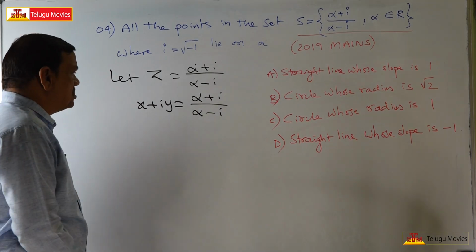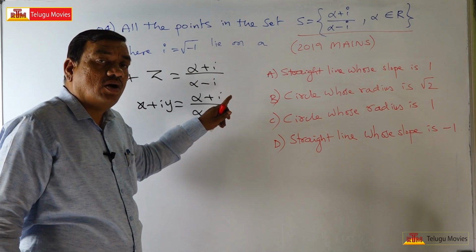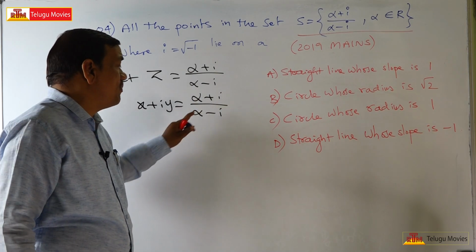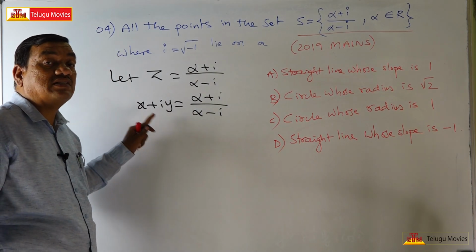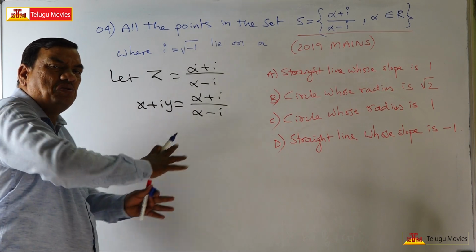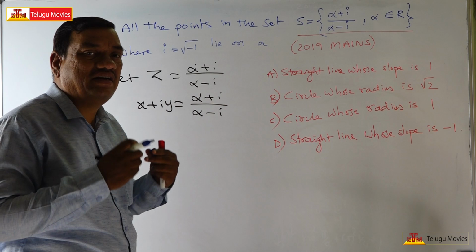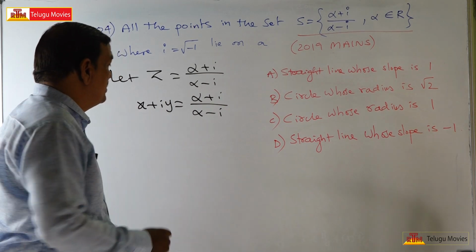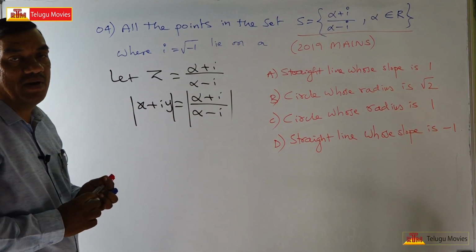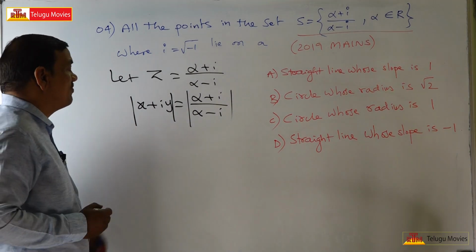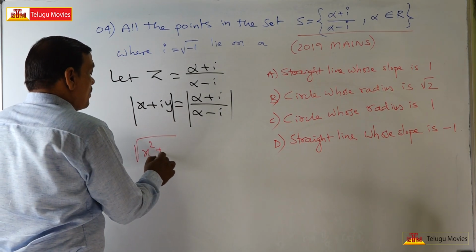For that, generally students will try to convert this complex number alpha plus i by alpha minus i into the general x plus iy form, equate the x values and y values, and then eliminating alpha is a headache. The only thing, very easy, is to apply the modulus on both sides. What is the modulus of x plus iy? Yesterday I explained, it is root of x square plus y square.